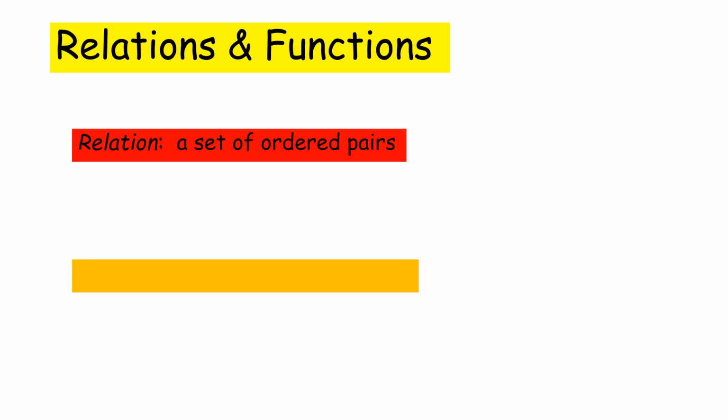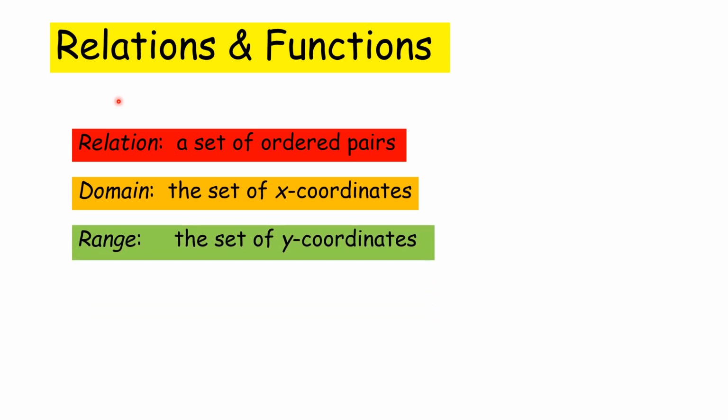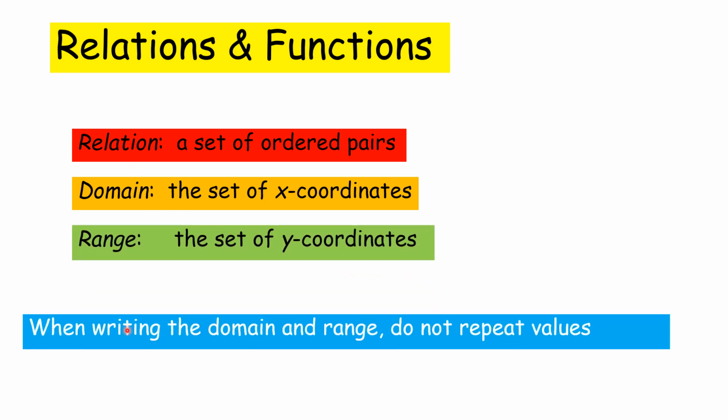Relations. It is a set of ordered pairs. The domain are the set of x coordinates. The range is the set of y coordinates. When writing the domain and the range, do not repeat the values. Remember that point?